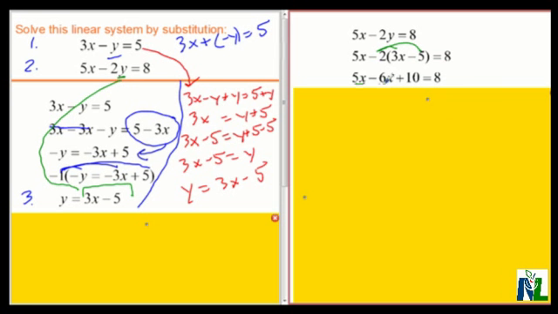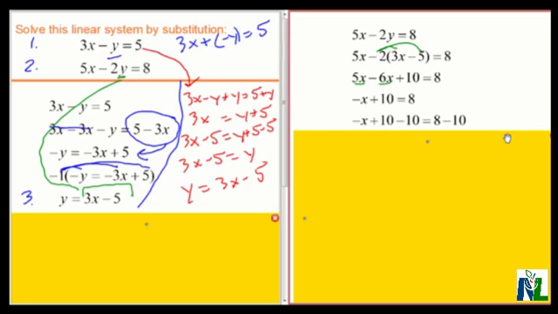Now I've got like terms here. 5x minus 6x is negative 1x, or negative x. So on the left-hand side, I'll have negative x plus 10 equals 8 on the right-hand side. Now, I want to get x by itself on the left-hand side. So the first thing I'm going to do here is subtract 10 from the left-hand side. But if I subtract 10 from the left-hand side, I must also subtract 10 from the right-hand side.